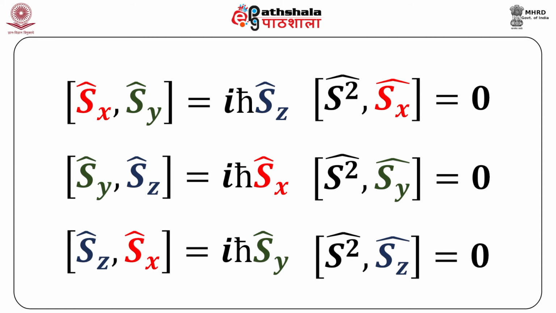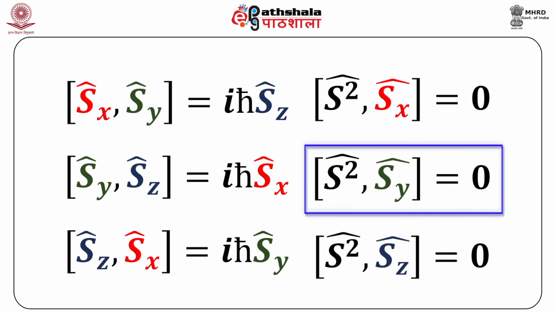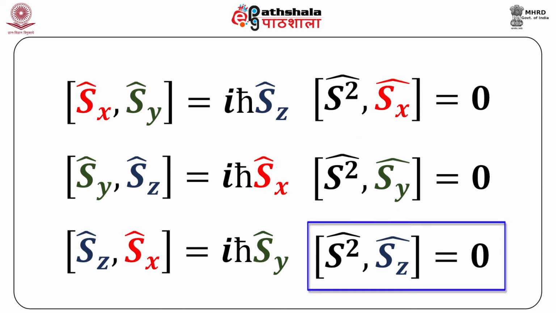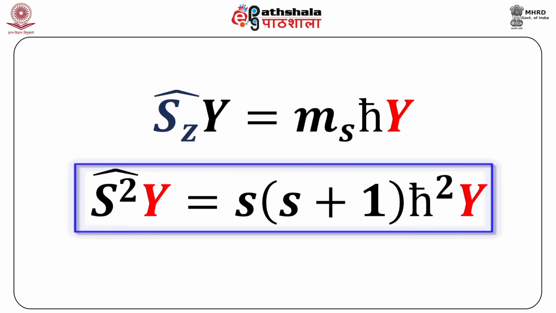Also, in a manner similar to orbital angular momentum, the total spin angular momentum commutes with each of its components, that is the commutator for S square and Sx is 0, S square and Sy is 0, and for S square and Sz is 0. Also, the eigenvalues obtained for orbital angular momentum are similarly true for spin angular momentum, and the spin eigenvalue equations become Sz psi equals ms h cross psi, and S square psi is equal to S into S plus 1 h cross square psi. That means for a given S value, there are 2S plus 1 possible states of ms.